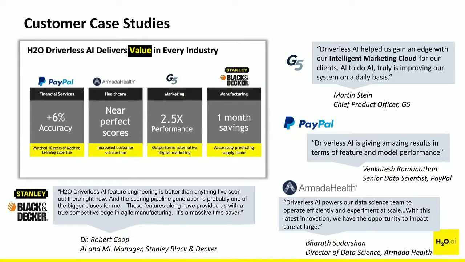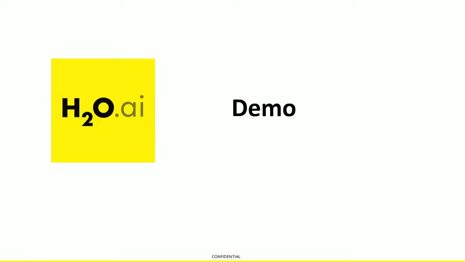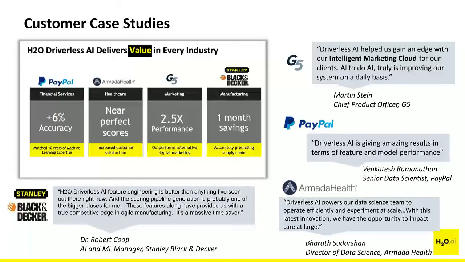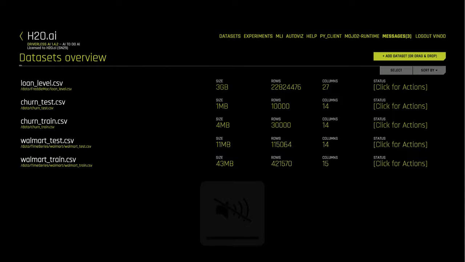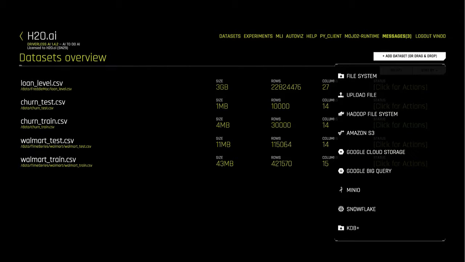So these are some of the case studies. So don't take my word for it. You can look at what our customers are doing. You see folks like PayPal achieving a 6% accuracy improvement on their models, and we were able to match a model which had over 10 man years of experience, and folks like G5 and others building some amazing models as well. With that, let me jump into a demo real quick.